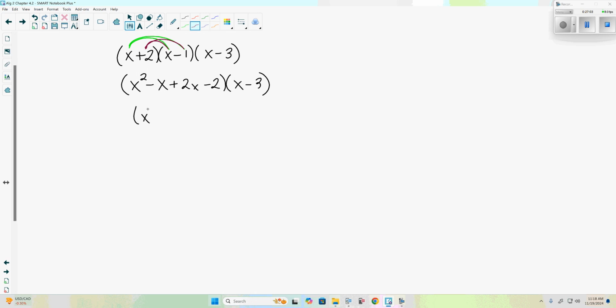At this point here, we can combine like terms. Our negative x plus 2x will give us positive 1x. And then we repeat the process of what we did the first time, but we're going to do it 2 more times this time than the first, because first we have to distribute the x squared. X squared times x is going to be x cubed. X squared times negative 3 is negative 3x squared.